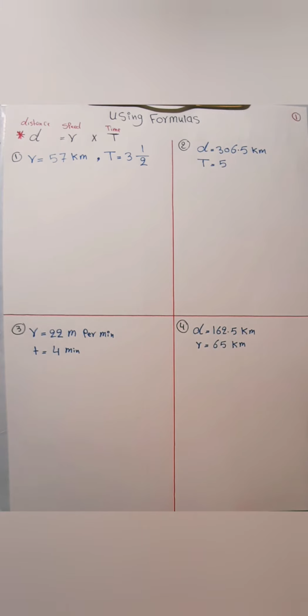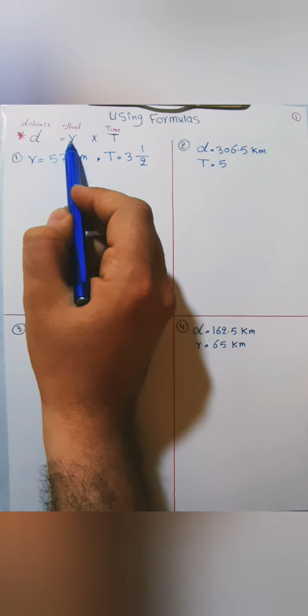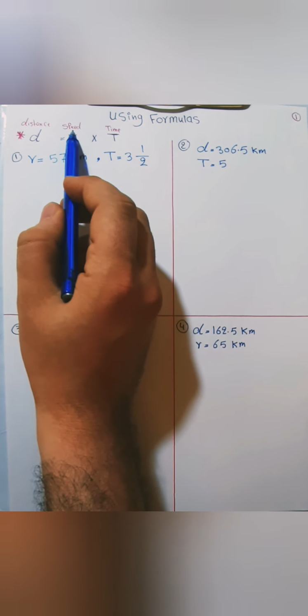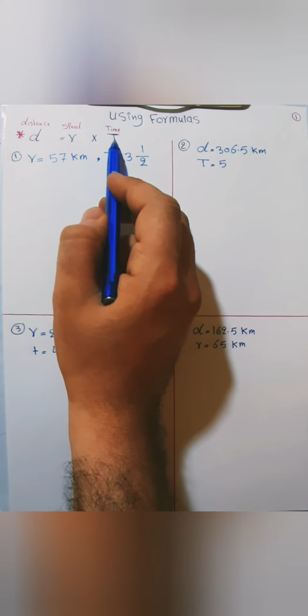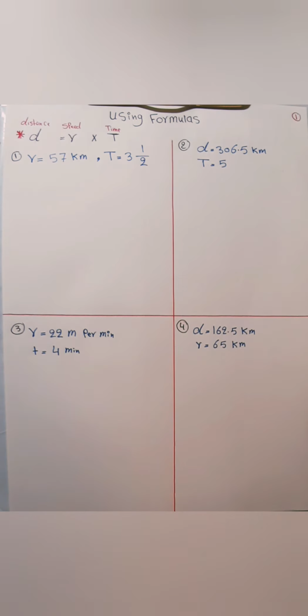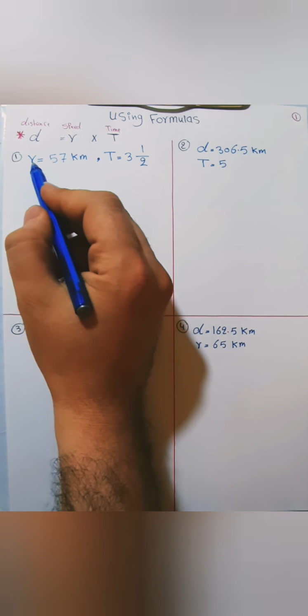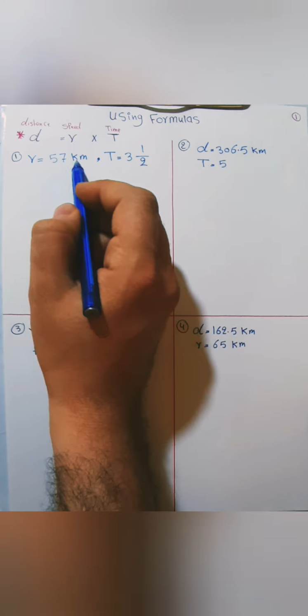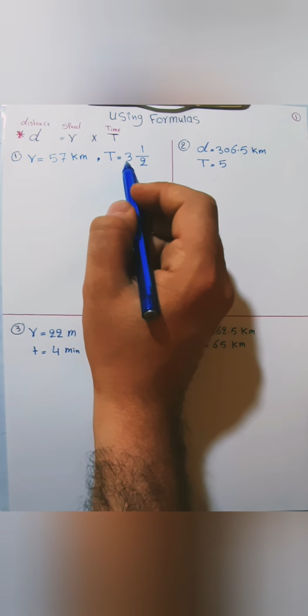In using formulas we have some rules. The first rule for finding the distance you can go is d equals r times t. D is distance, r is speed, and t is time. The first example we have: r, it means speed, equals 57 kilometers and time is 3 1/2.